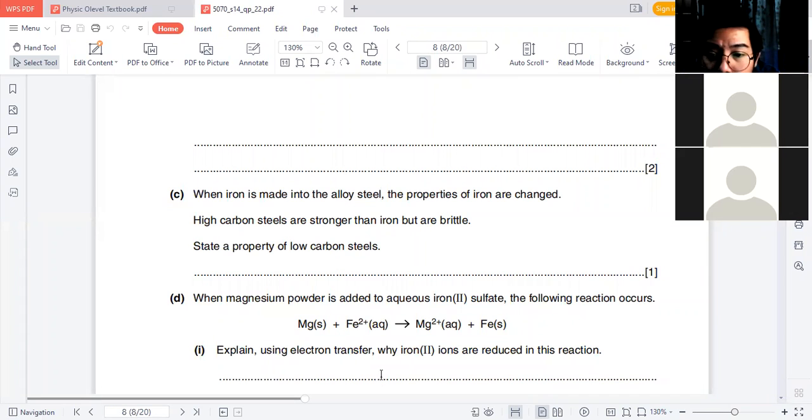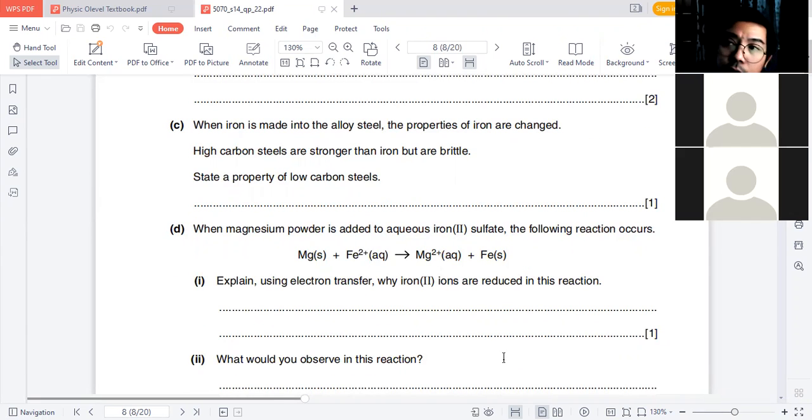So you actually have to mention the transfer of electrons, meaning you have to talk about gaining or losing of electrons. In terms of that, iron(II) is reduced. You can see the iron gains electrons, two electrons, to form Fe.